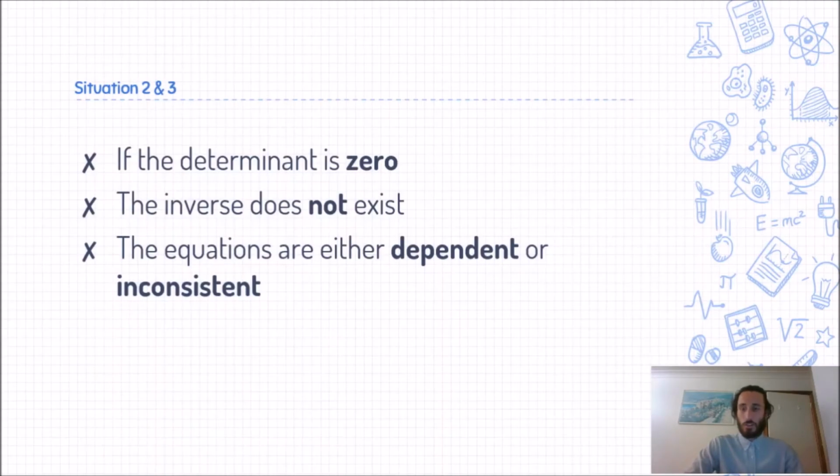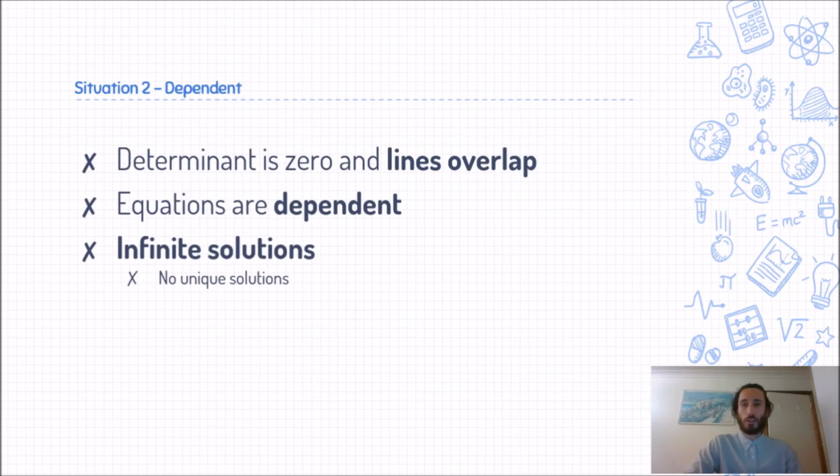For situations 2 and 3, if the determinant is 0, that means that the inverse does not exist. And we have two different situations branching off of that. The first is the dependent situation, and then the second one is the inconsistent situation. So let's look at dependent first. So the determinant is 0, but now the lines overlap. So in that case, equations are called dependent, and there are infinite solutions. That's another way of saying no unique solutions.